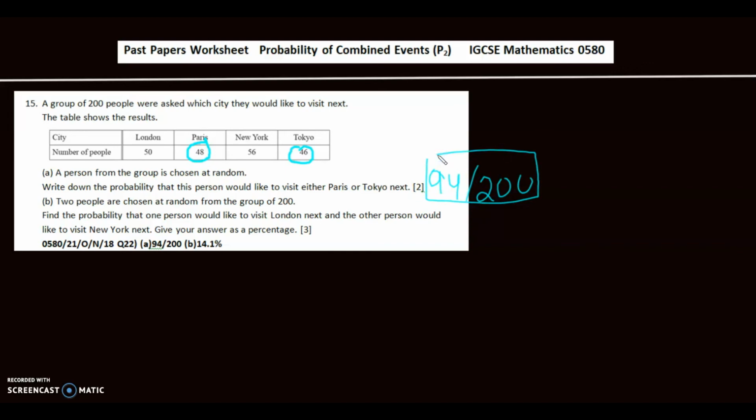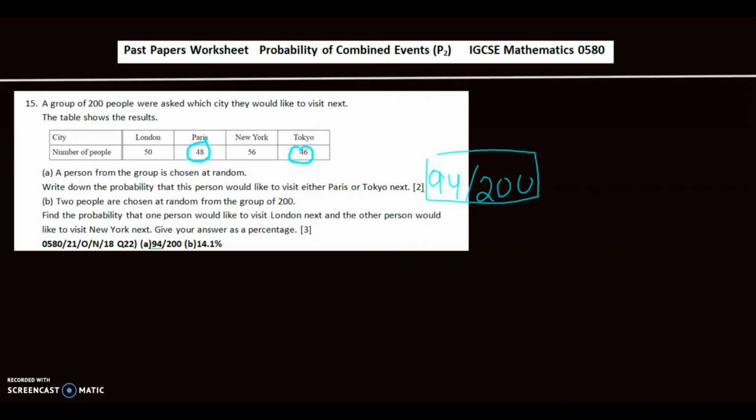Part B, 2 people are chosen at random from the group of 200. Find the probability that one person would like to visit London next and the other person would like to visit New York next. Okay, let's read the question. 2 people are chosen at random from the group of 200. Find the probability that one person would like to visit London next.